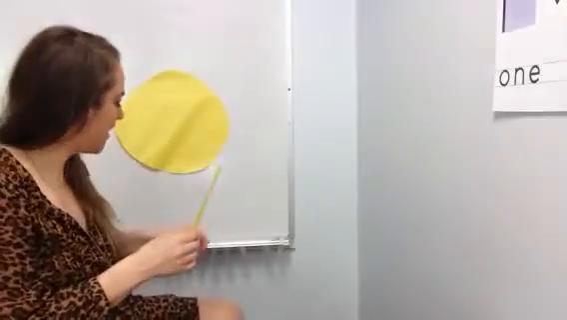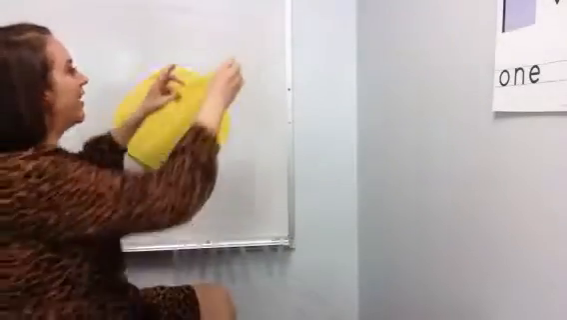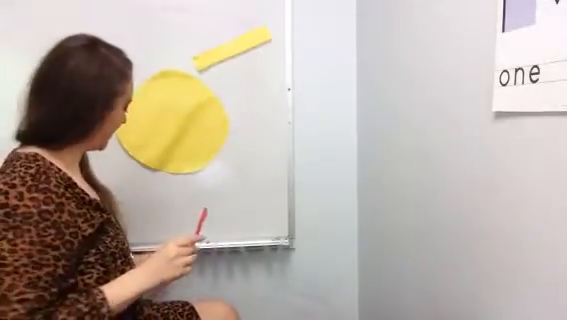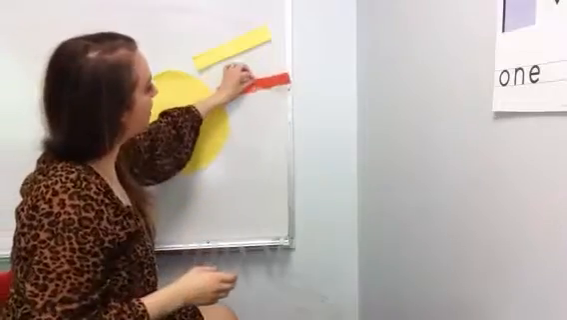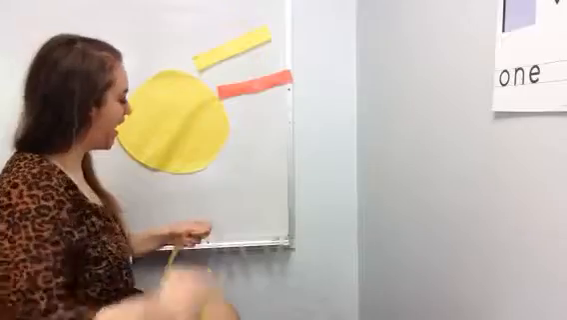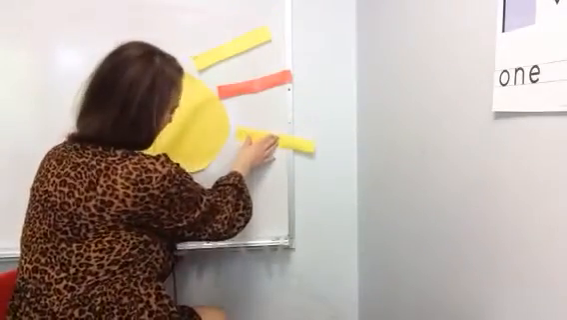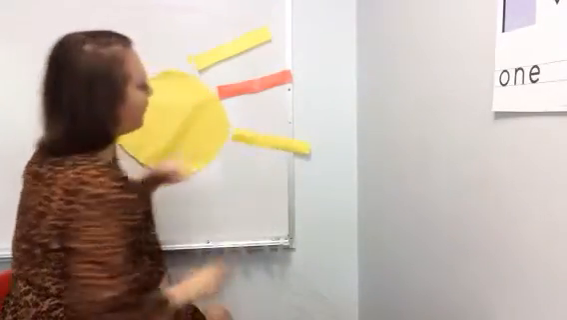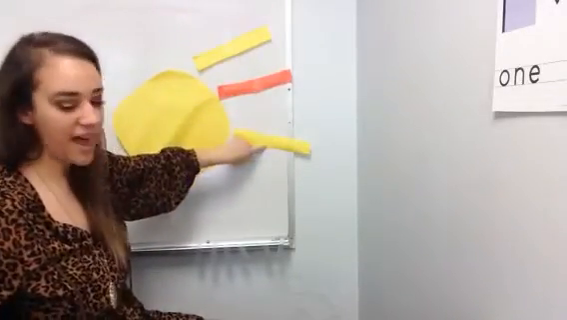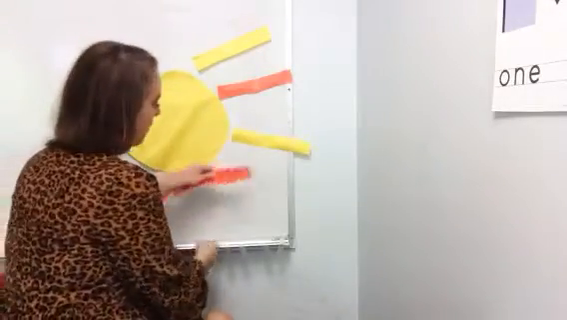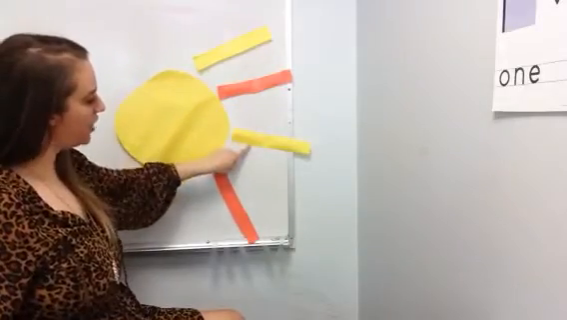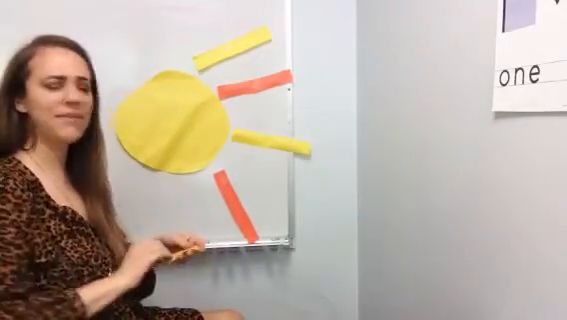Now, let's look. The first color is going to be yellow. Now, the second color of ray is going to be orange. And then we will add what color again? Yellow, you got it. And friends, what comes next? Yellow, orange. Yellow. Did you say orange? Oh, good, friends. Good job. Yellow, orange. Yellow, orange. What comes after orange?